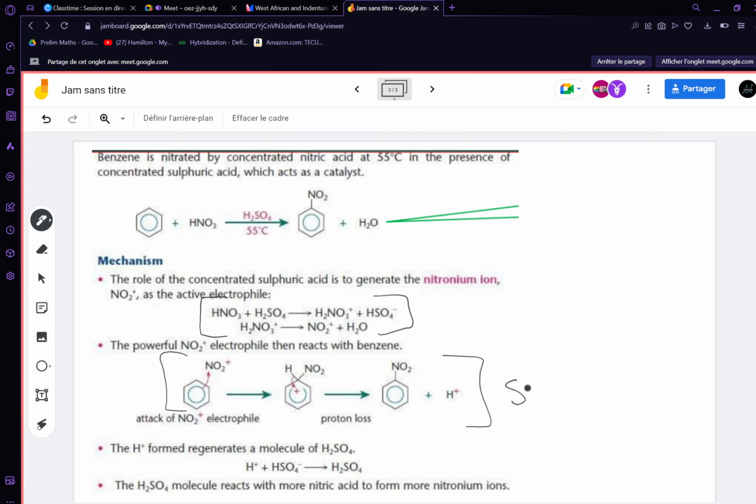Let me write the HSO4 right here. That is wrong. I think it's important to have this. The HSO4 and the hydrogen goes back to the HSO4 to reform H2SO4. Lovely. Any issues?